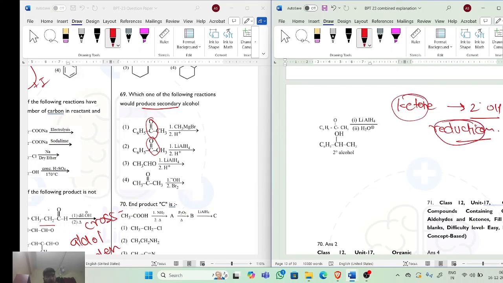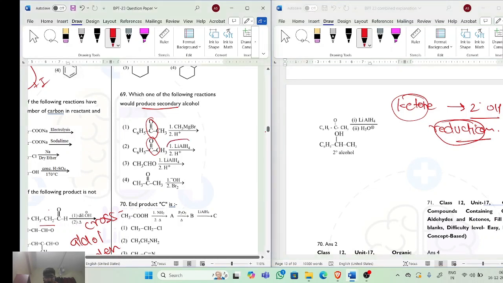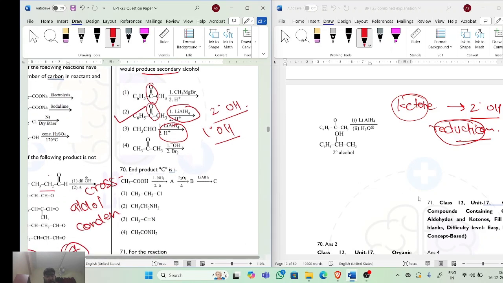Clearly, we know that lithium aluminium hydride is used for reduction. Here also lithium aluminium hydride is used for reduction. So either option number 2 or option number 3 will be our correct answer. But in option number 3, we have aldehyde. Aldehyde will give 1-degree OH, but we need 2-degree OH. In option number 2, it will give 2-degree OH because a ketone is present. So it will produce 2-degree OH, which is our secondary alcohol. So option number 2 will be our correct answer.